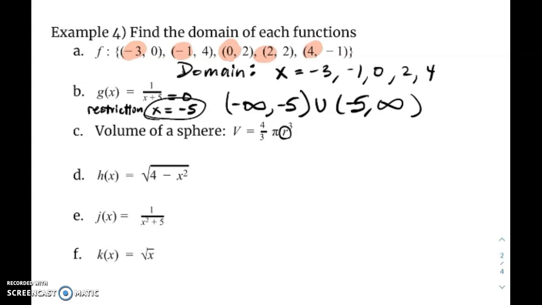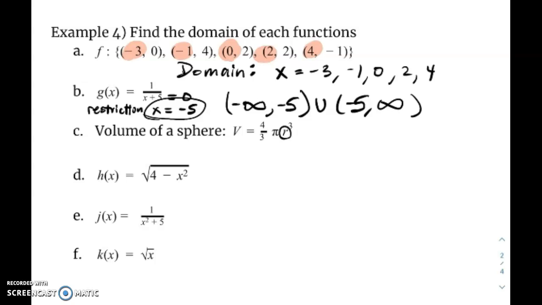Now, in part C, we are talking about a real-world context. We're talking about a real sphere, an object, and the radius of that. So in the real world, you can't go into the negatives for radius, and you can't have a radius of 0 because then you don't have a sphere. So if we actually have a sphere in front of us, it would have to be a radius greater than 0. And the radius could be as big as you want. So you can have from 0 to infinity.